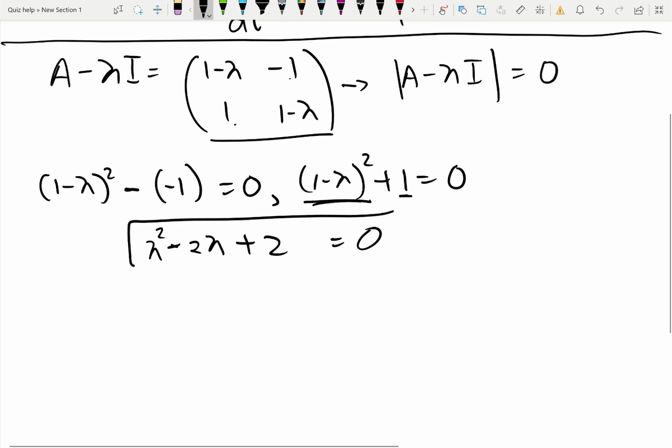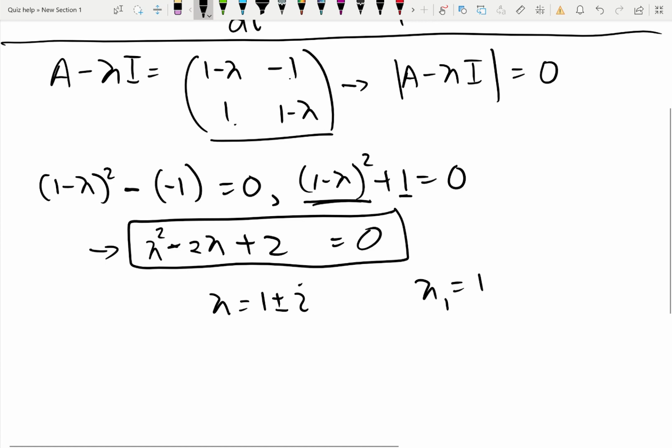So this is a quadratic equation, because I always like to see my quadratic equation, or the cubic equation in a 3 by 3 system. Now you can use the quadratic formula. Let's say we have found the roots for this characteristic polynomial as 1 plus or minus i. So we have complex roots, right? Our two eigenvalues are 1 plus i and 1 minus i. Now do you see a relationship between these two eigenvalues? What do we call them? We call them complex conjugates, right? So these two eigenvalues are complex conjugates.